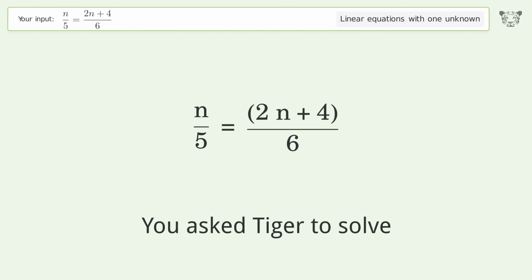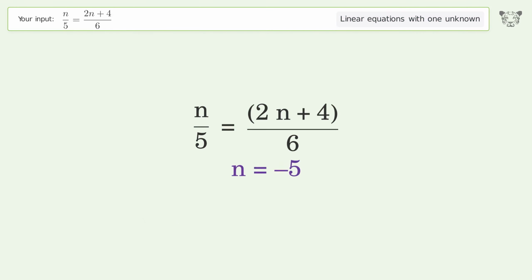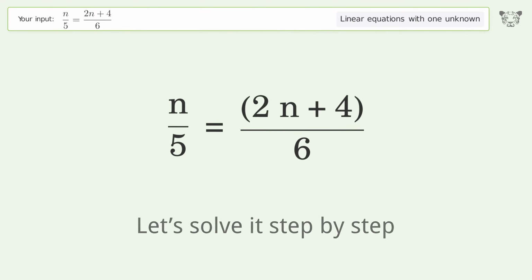You asked Tiger to solve this. This deals with linear equations with one unknown. The final result is n equals -5. Let's solve it step by step.